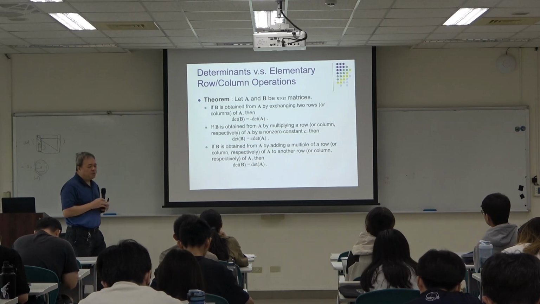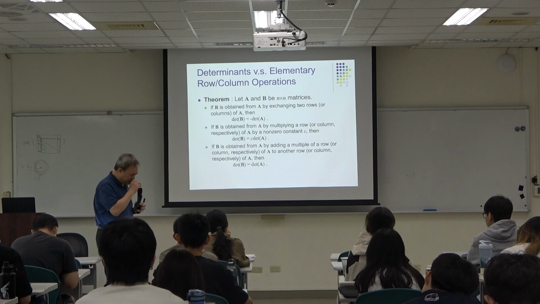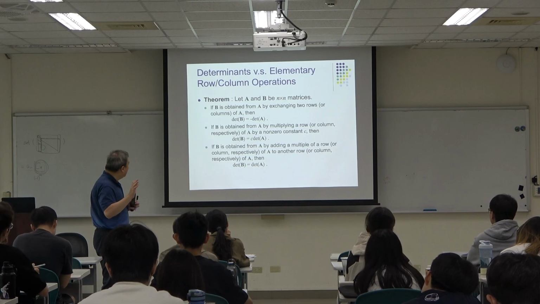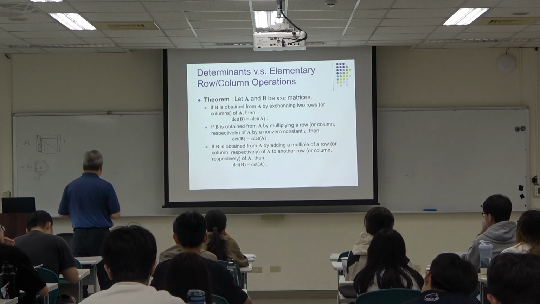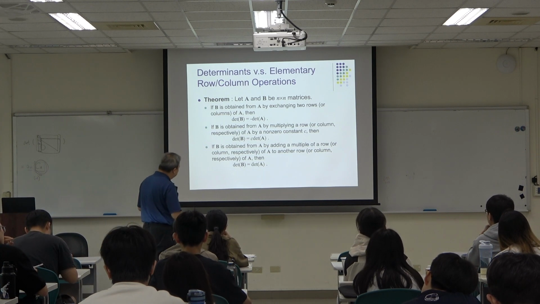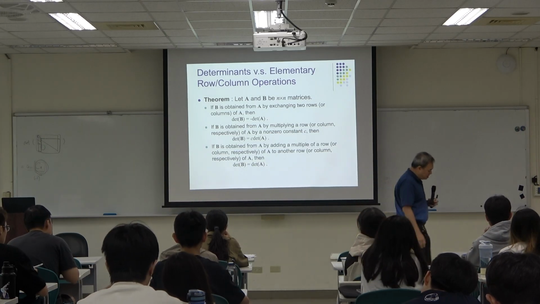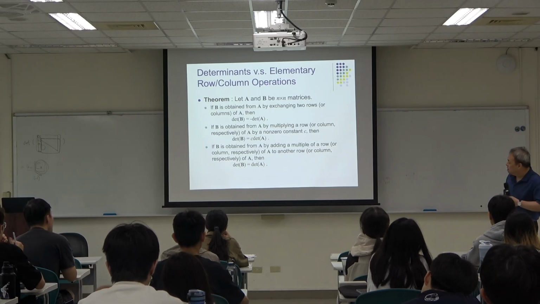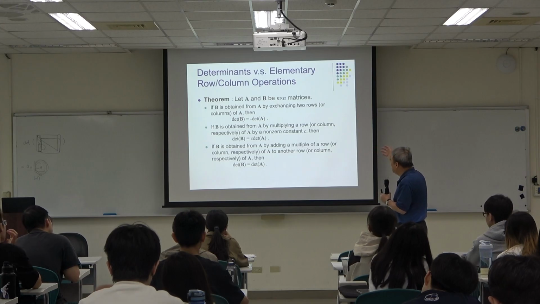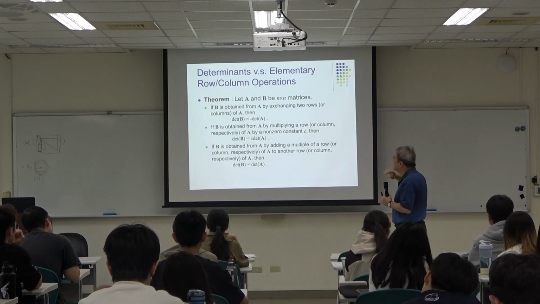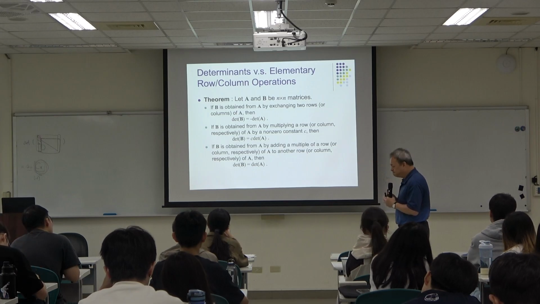But if you have trouble with those column operations, let's forget about them first. Let's focus on row operations. Once you understand row operations, it will be easy for you to carry over the similar idea to column operations. The first one: if B is obtained from A by exchanging two rows, then the determinant of B equals negative determinant of A.